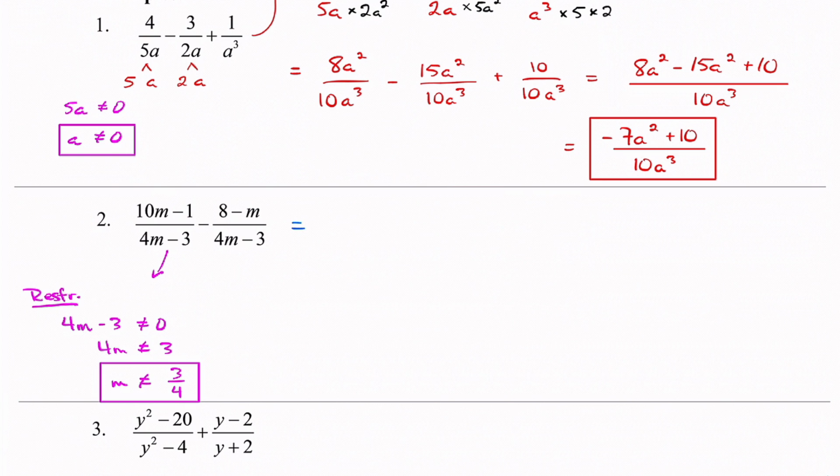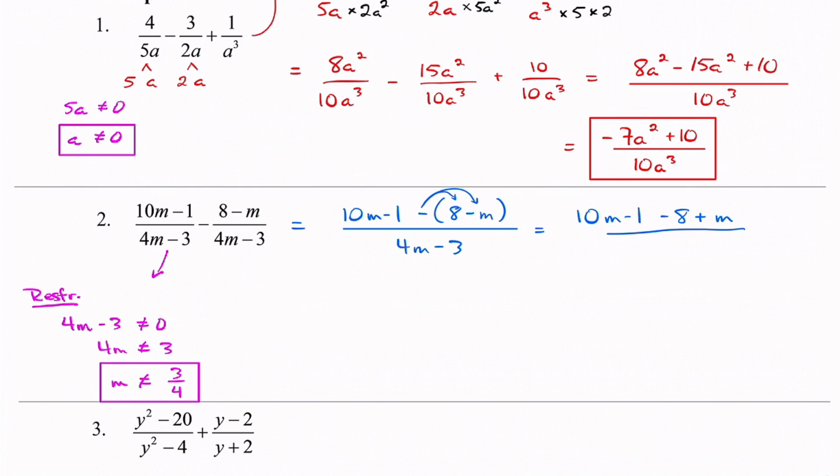So we said we already had a common denominator. So I'm going to write my common denominator. It was just 4m minus 3. In the numerator, I had a 10m minus 1, and then we had minus 8 minus m. So I'm going to go minus, and then make sure you put brackets, 8 minus m, because we were subtracting that whole thing. Because now this negative is going to distribute into our brackets, and it's going to change the signs. So I'm actually going to have 10m minus 1, and then minus an 8, and then this minus minus is going to give me positive m. And then that's all being divided by 4m minus 3.